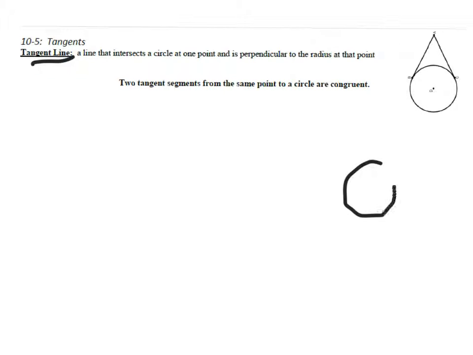So if I have a circle here, and I have a line that goes like this, and I draw in my radius, as long as these two lines end up to be perpendicular, we can then call that line a special name. It's called a tangent. The only way to make it tangent is to just nick the circle at one point. If you nicked it at two different points, it changes. It's not called a tangent line, it's called a secant line.